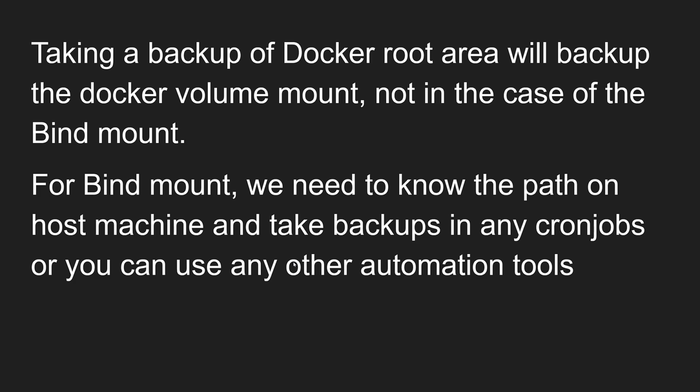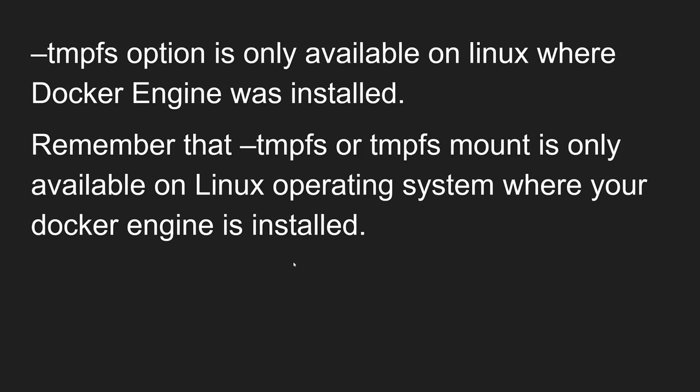So how can we take the backup? I will tell you. For bind mount, we need to know the path on the host machine first, and we need to take the backup using cron jobs or any other automation tools. This is how you can take the backup. Whereas for the volume mount, you can directly take the backup of the Docker root area.